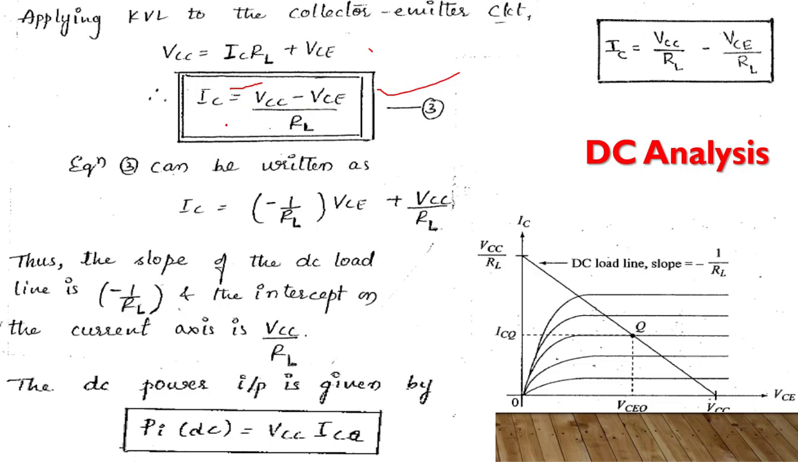And what is the voltage actually? We are taking VCC as the input signal. If you want power, power is nothing but voltage into current. The current we are taking as ICQ, which is at the Q point, and the voltage is VCC. This part is called PIDC. Why PI? Because it is the input power, and in DC.